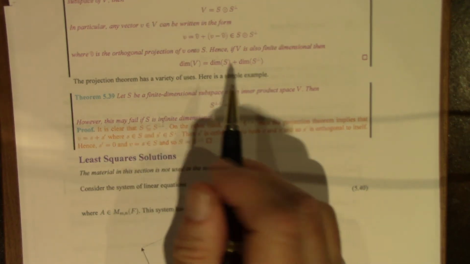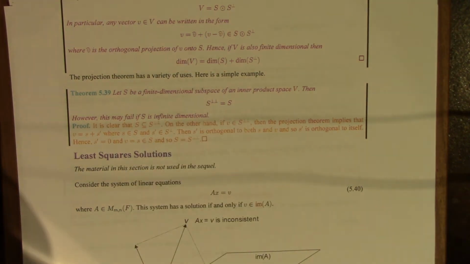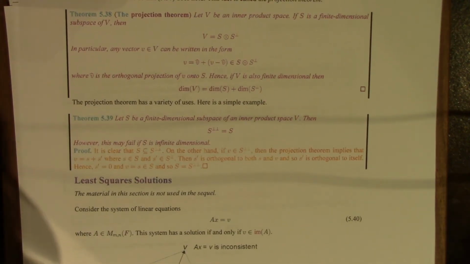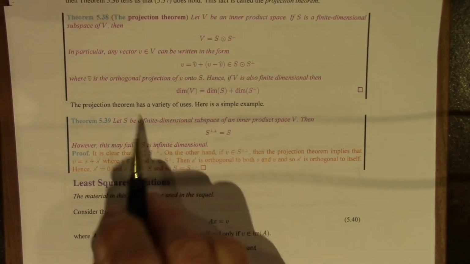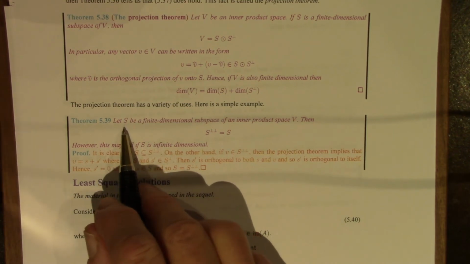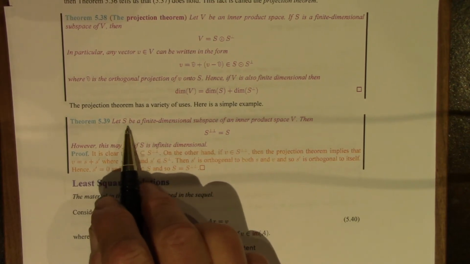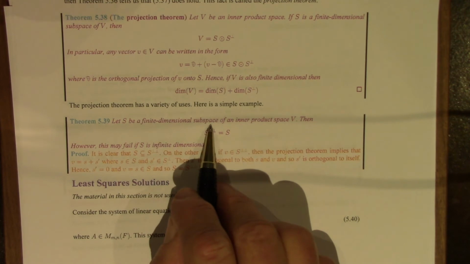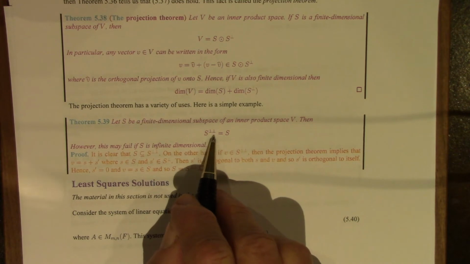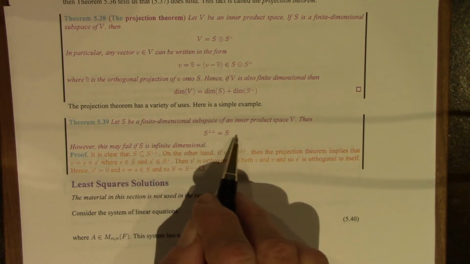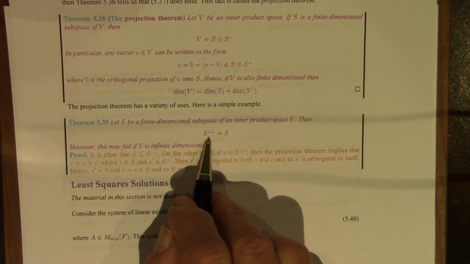The projection theorem has a variety of uses. Theorems that have a name generally do have a variety of uses. They're particularly important since they're given names. Or I should say the other way around: they're given names because they are particularly important. Here's an example. Let S be a finite dimensional subspace of an inner product space V. Then the double perp of S is equal to itself. This can fail if S is infinite dimensional.